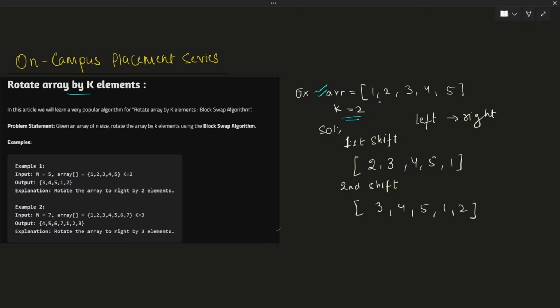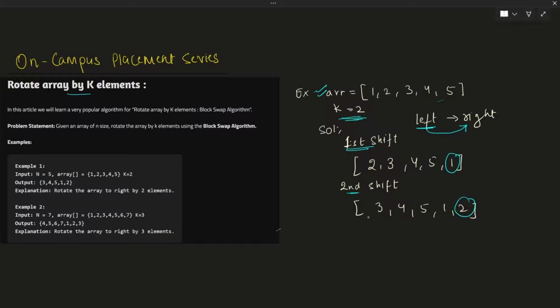k elements to the end of the array, which means we need to shift our elements from left to right. As you can see here, we have been given k as 2, so we need to shift 2 elements. In the first shift, you can see that 1 has come to the back, and in the second shift you can see 2 came to the last. Now how can we do that?